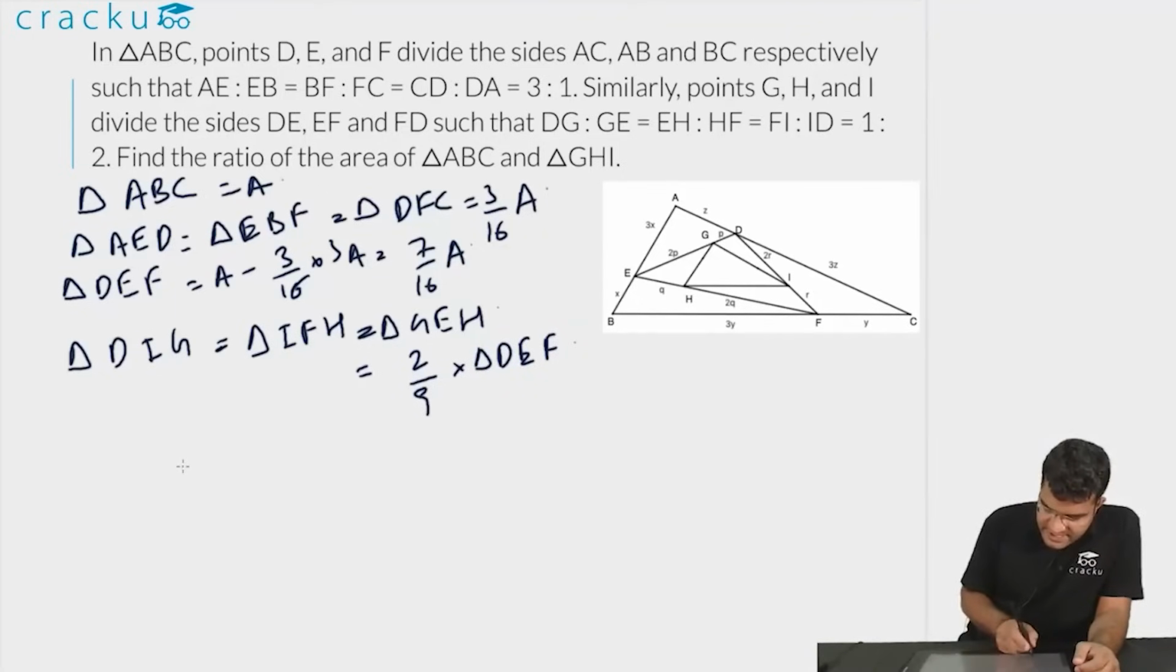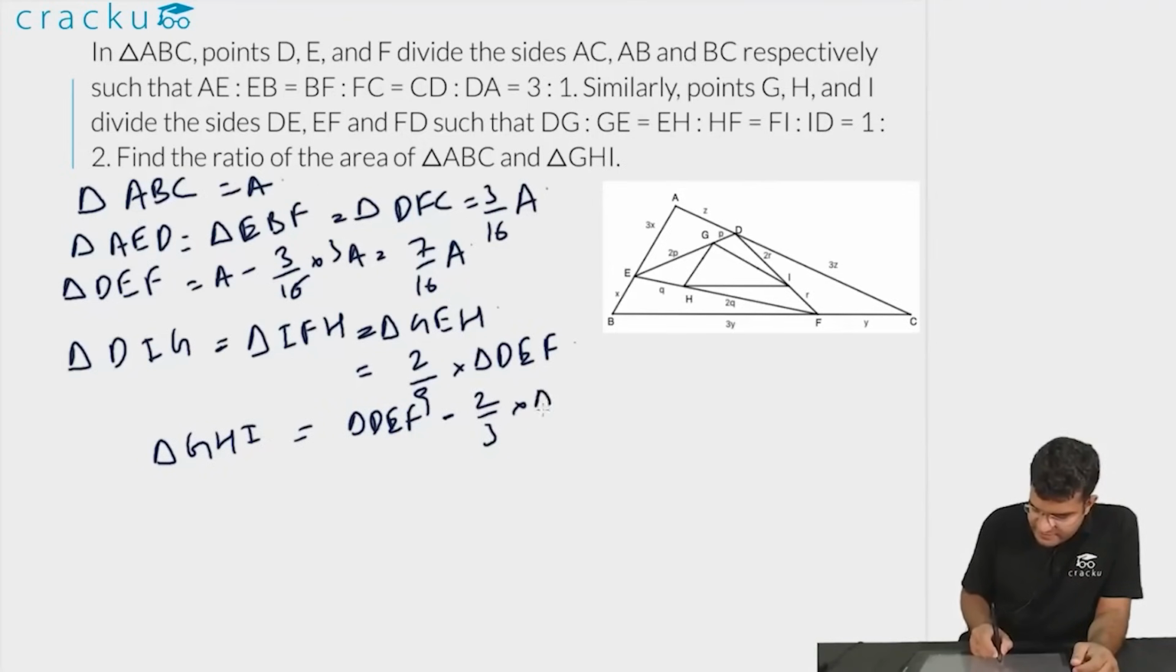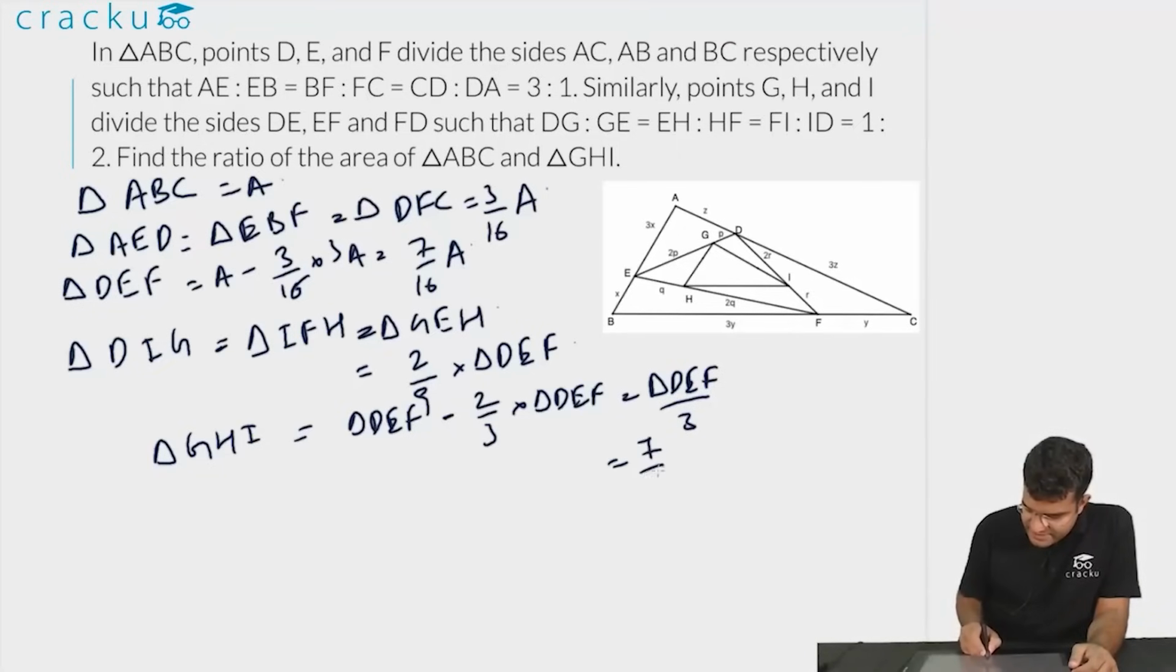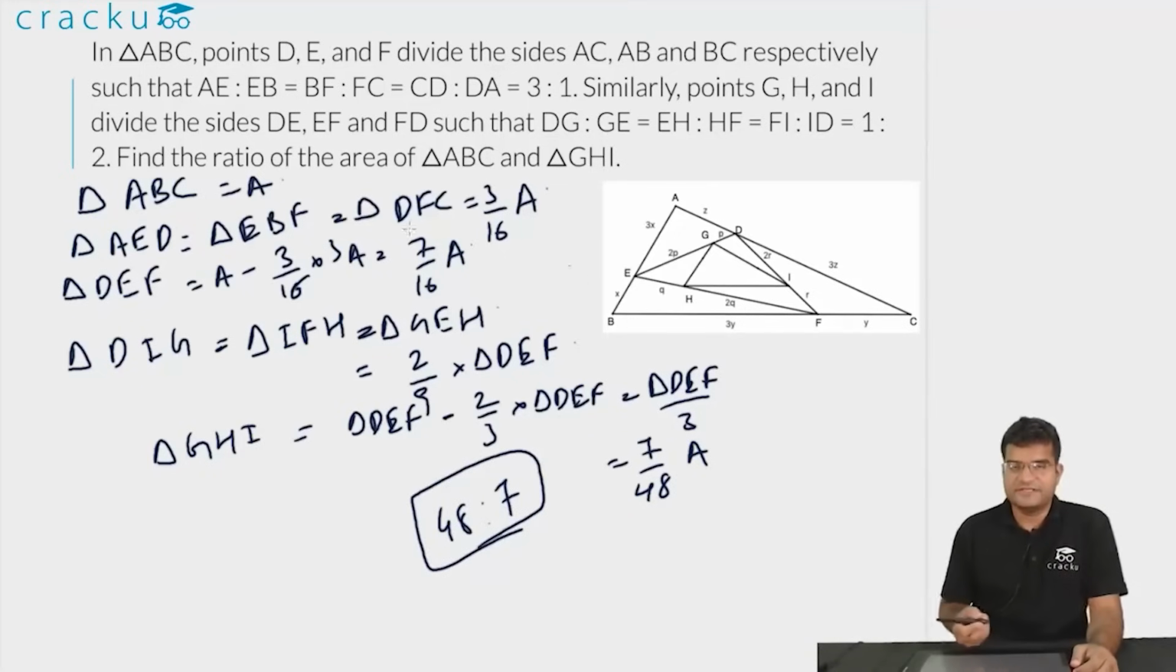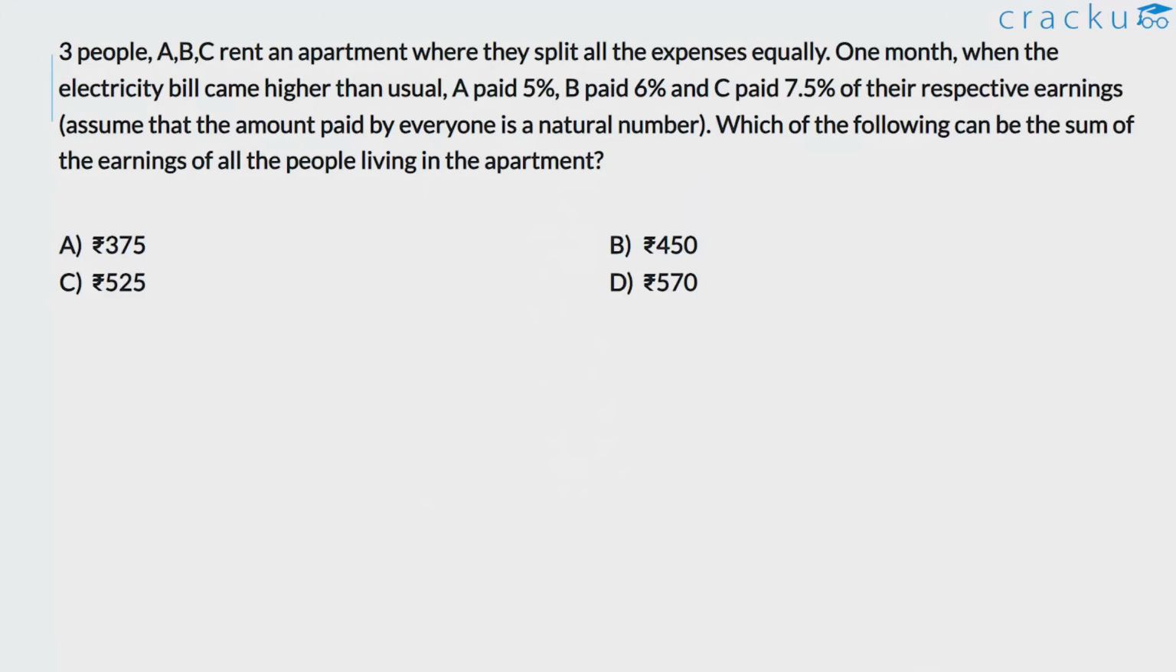Therefore, the area of GHI is the area of DEF minus 2 by 3 into the area of DEF, which will come to the area of DEF by 3. When you are equating it with the area of ABC, this comes to 7 by 48A. Therefore, the required ratio is 48 is to 7. We are just using the sine rule multiple times to get the answer.